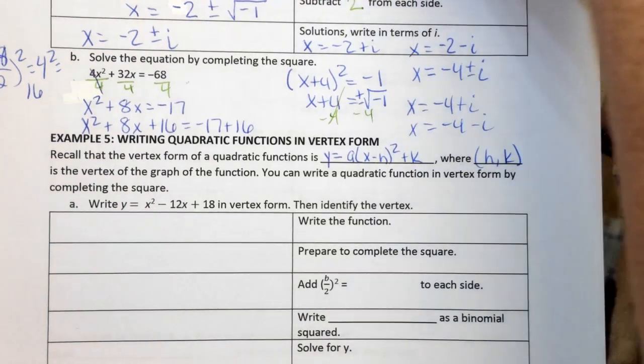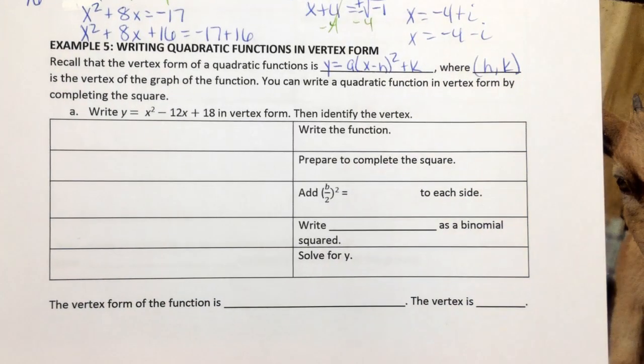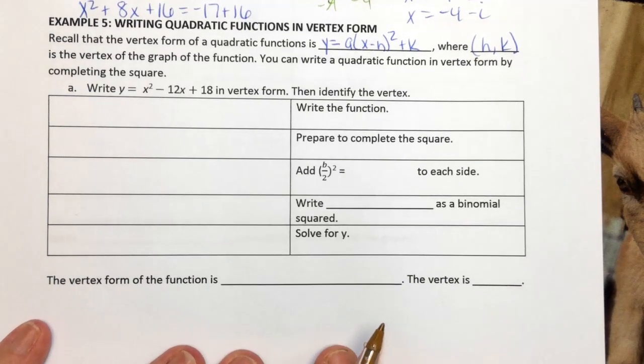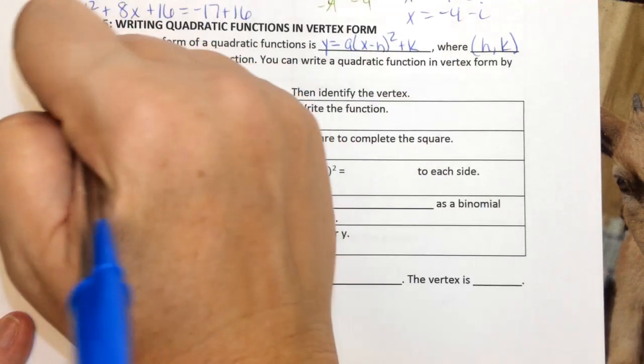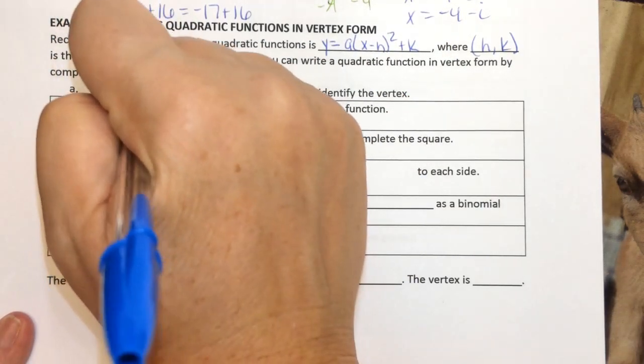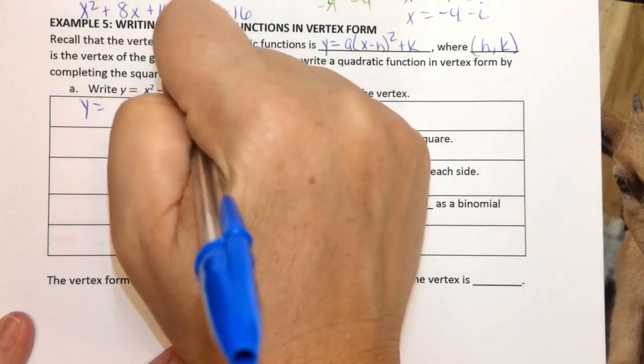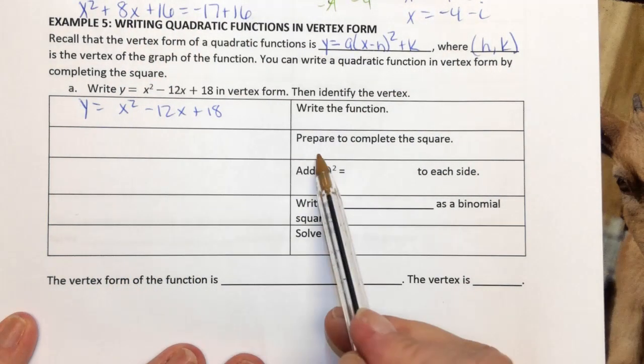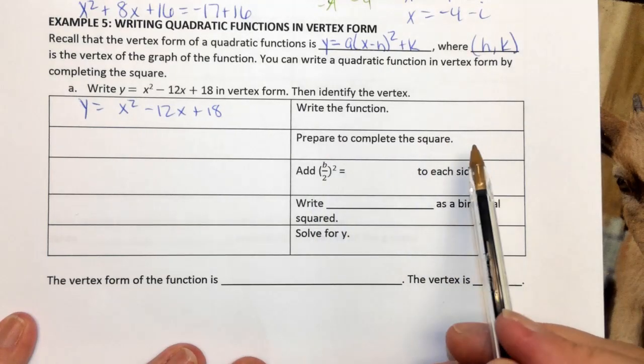So let's make that happen. All right, we're going to do that in this question. Again, this question is very similar to what we've been doing. We're just putting a different spin on it. So hopefully by the end of the lesson, you'll be a professional at this. So we're going to write the function y equals x squared minus 12x plus 18. So remember, our goal is to write it in vertex form. So we're going to prepare to complete the square.